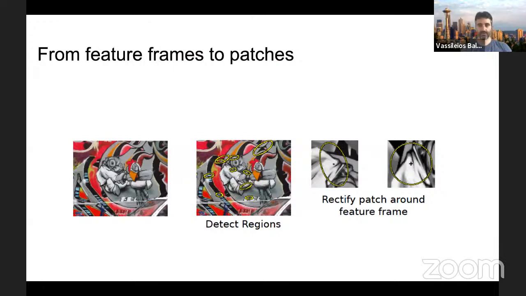So the next thing that's very important, if you remember from the classical pipeline we saw, is how do you get from feature frames or interest points to patches? For example, if you have already detected the regions, which could be done with any of the methods we mentioned before, and which you can see here from the green regions, the idea is how do you convert this to an actual vector that you can then compare with other vectors to see if they match or not?